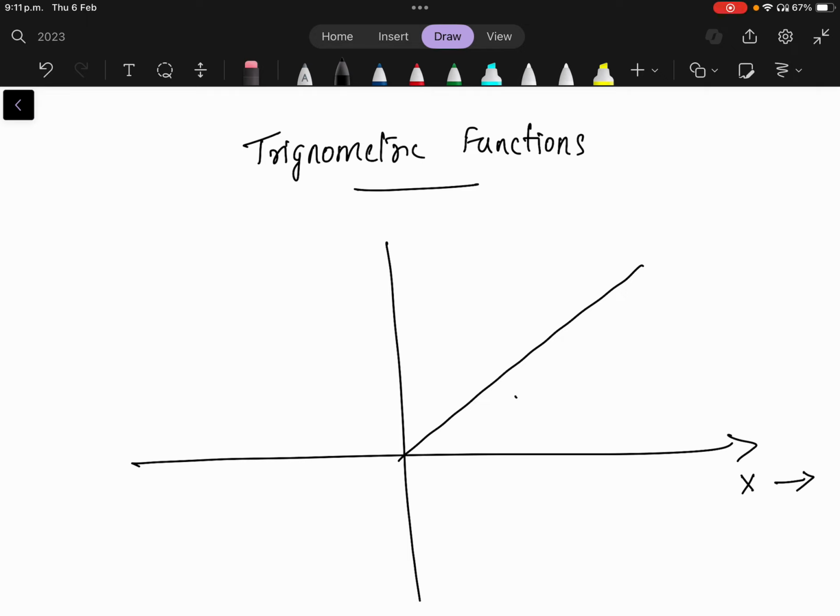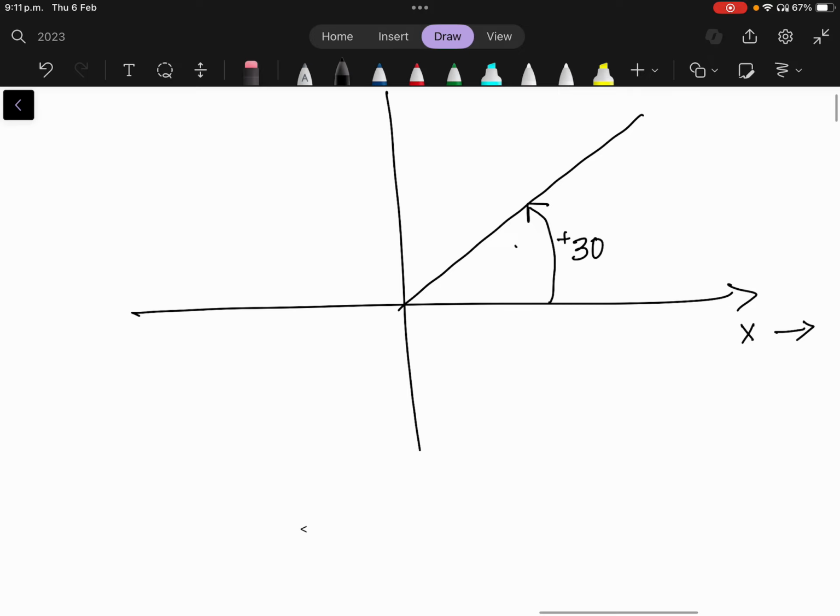Positive x-axis is this side, and it should be measured in an anti-clockwise direction. So this side is positive. Suppose this is 30, this is plus 30. And if the line is somewhere here, again it is measured from the positive x-axis, so it is measured this side. Then this will be minus 40 or something like that, 40 or 30 or whatever it is. Measurement doesn't matter.